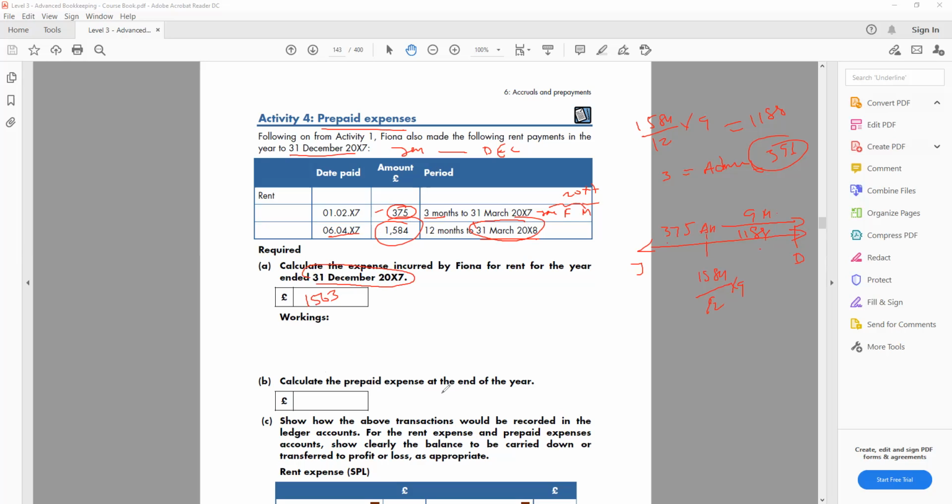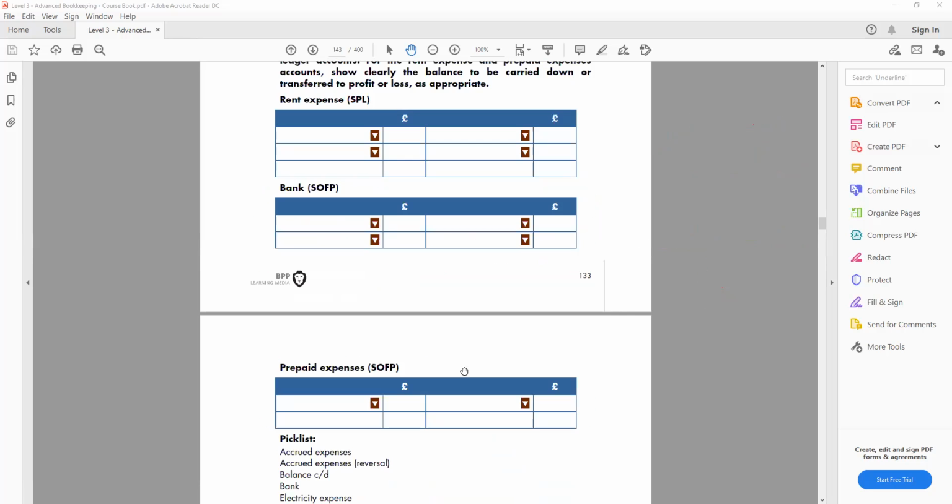Calculate the prepaid expense. How much we paid in advance? 396, 3 months, isn't it? 3 months we paid in advance. All right, so let's move to the next question. Let's move to the ledger account. How are we going to record it in the financial statement? On the rent expense, we're going to say from the bank, we paid 375, then we paid again 1584, and we have some prepayment. So prepaid expense, that is 396, and actually we're going to charge to profit and loss account.